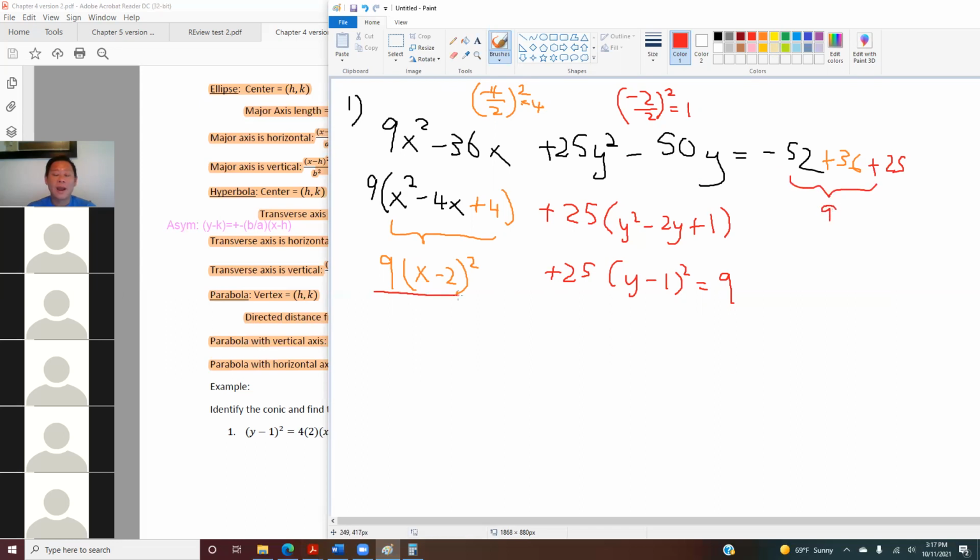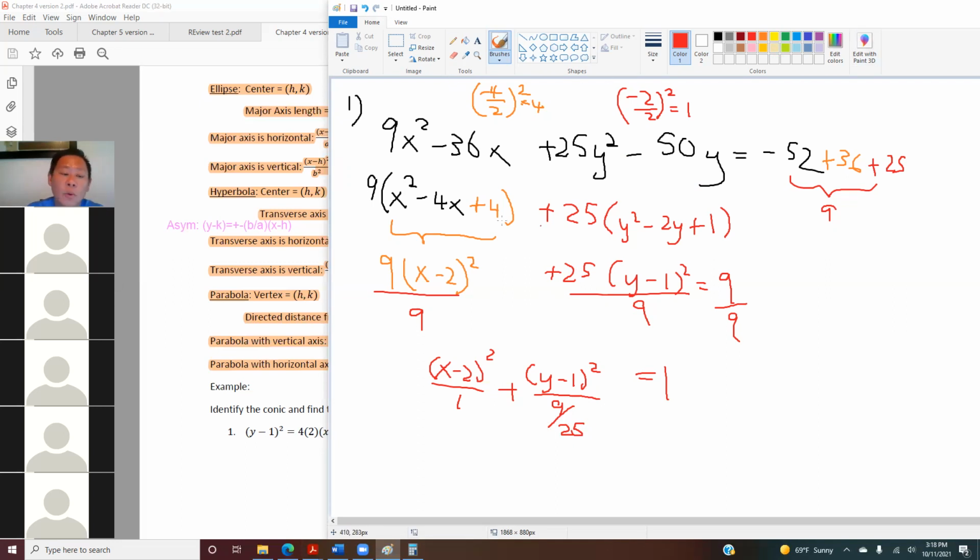And then what you do next is divide everything by what? By 9. So this is exactly 1. So this will become x minus 2 squared over 1. Up to you to write the 1 or not. Plus y minus 1 squared over what? 9 over 25. Because this 25, you can always put it down in the denominator.